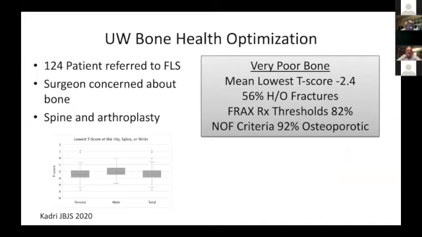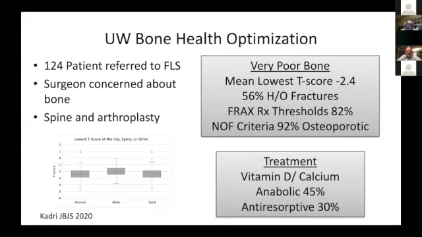And when we looked at these 124 patients, indeed, they had very bad bone. In fact, these patients had worse bone than our hip and spine fracture population. The mean lowest T-score was minus 2.4. 56% of these patients had a history of a fracture since age 50. The FRAX threshold was exceeded for MOF in 82% of patients, and 92% of patients met NOF criteria for drug treatment. We treated them all with calcium and vitamin D. 45% received anabolics, 30% anti-resorptives, and some of the others either didn't qualify for treatment or flat out refused treatment.